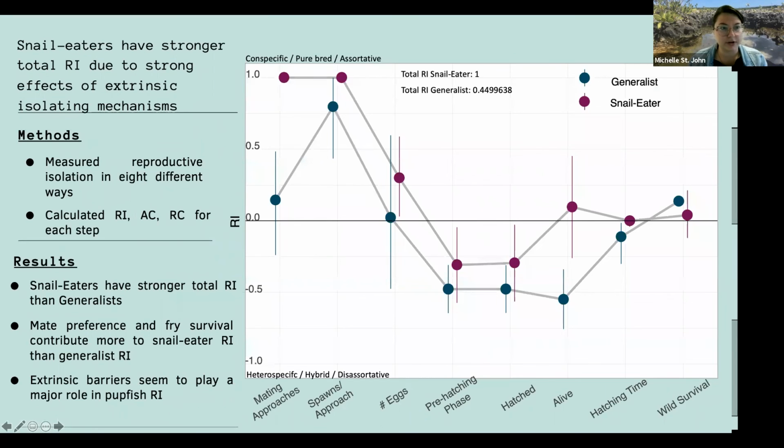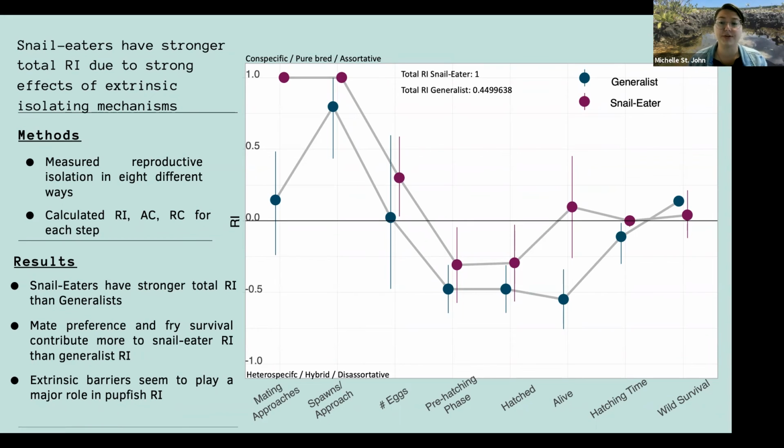For this measurement of reproductive isolation, I just want to say that positive values represent conspecific, purebred, or assortative mating, while negative values represent heterospecific, hybrid, or disassortative mating. The pattern that I found is that overall snail eaters have much stronger levels of reproductive isolation than generalists. This is primarily due to the fact that we observed 0 hybrid mating events with snail eater females in the wild. However, if we exclude those early barriers, we still see that snail eater females have stronger mate preferences in the lab, and that purebred fry have higher survival than snail eating hybrids.